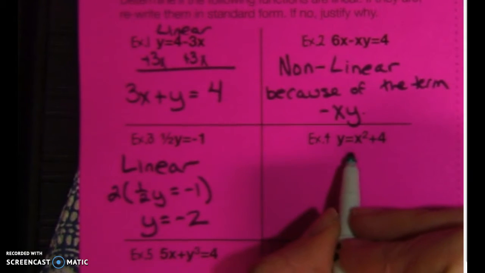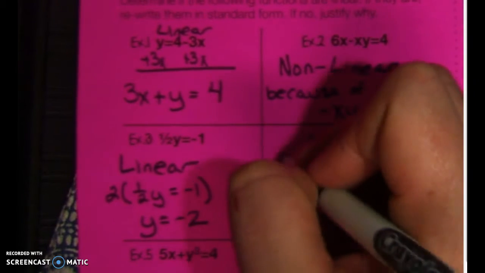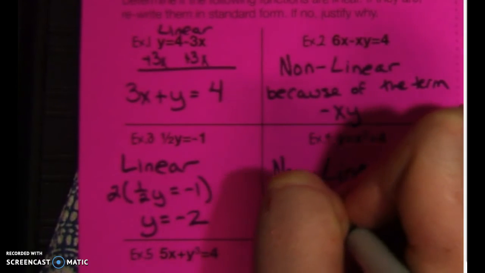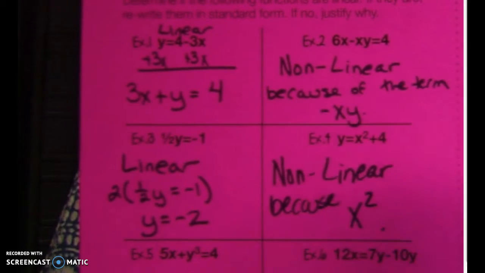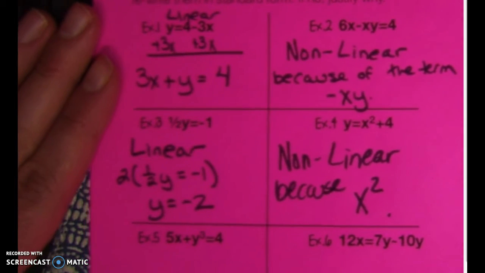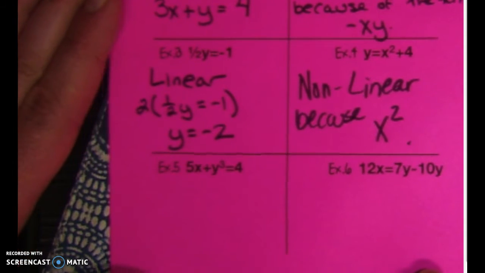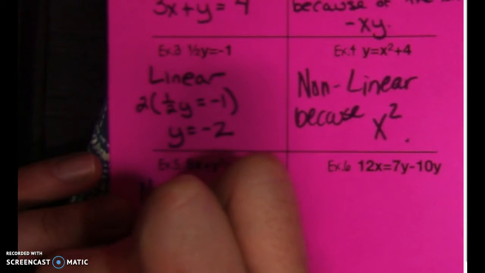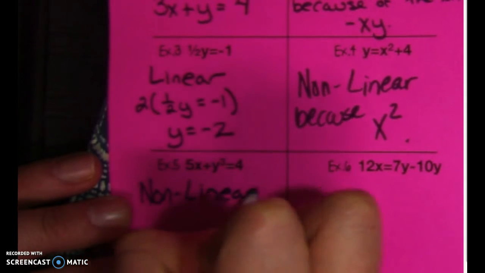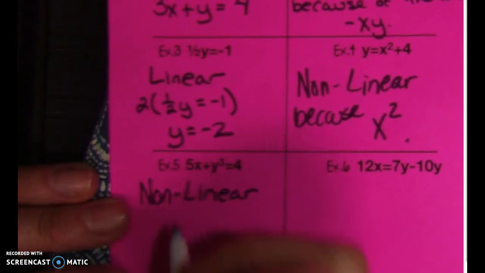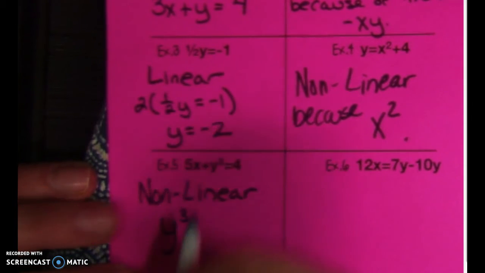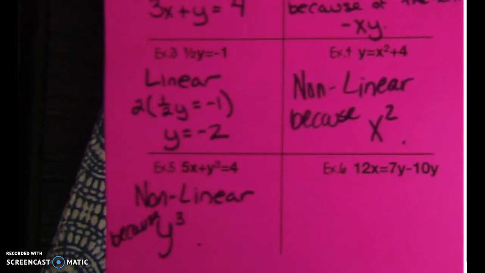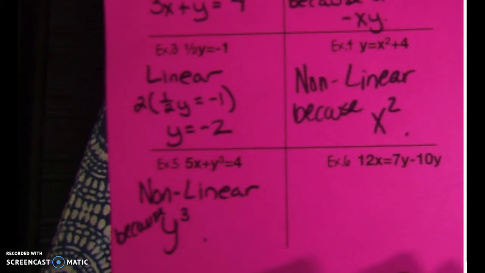All right, what do we think for example 4? Non-linear. Why? Because it's x squared. Very good. Excellent. Okay. What do we think for 5? Non-linear. Very good. And why am I non-linear? Y cubed. Okay.